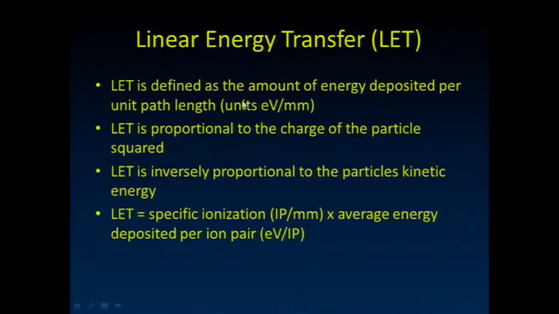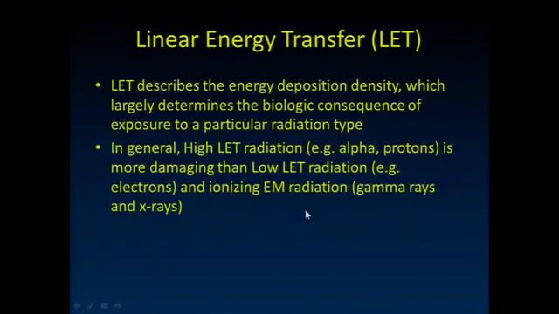So linear energy transfer is defined as the amount of energy deposited per unit path length. So the units are in electron volts per millimeter. It's proportional to the charge of the particle squared. So the more charge something has, the more energy it's going to transfer. And it's inversely proportional to the particle's kinetic energy, which is a little bit counterintuitive. It just so happens that the more kinetic energy it has, the faster it's moving, let's say, the less likely it is to interact. And LET is calculated by the specific ionization, ion pairs per millimeter, times the average energy deposited per ion pair. So the ion pairs cancel out and you end up with electron volts deposited per millimeter of tissue traveled.